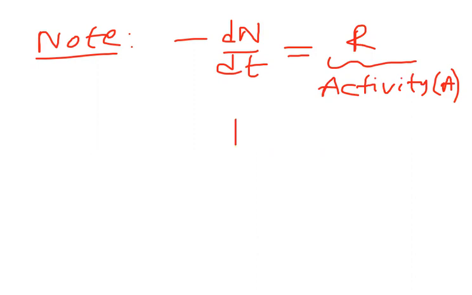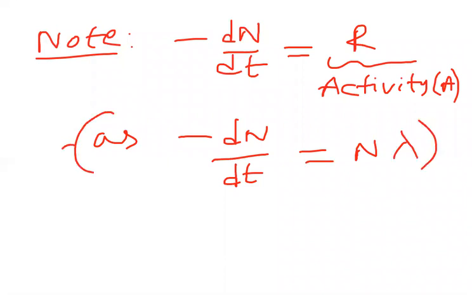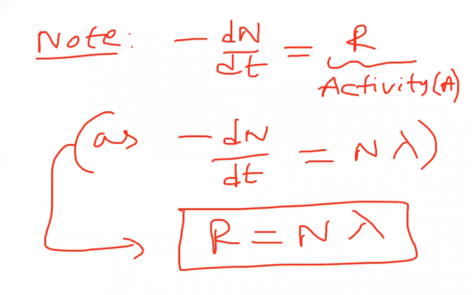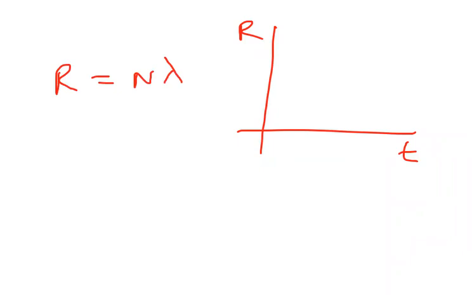Already we know that minus dN by dt is N lambda. I can write it as R is equal to N lambda. R is called radioactivity. Its value is N lambda. N is the number of nuclei remaining, and lambda is the decay constant. Now here also we can plot the graph like this. Whenever we want to plot the graph for R and t, here we got R is equal to N lambda. And already we know that N is equal to N naught into e power minus lambda t.